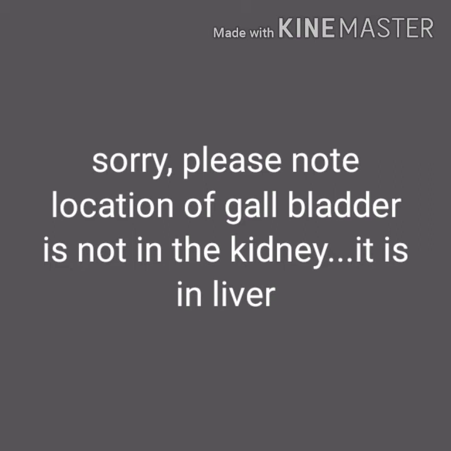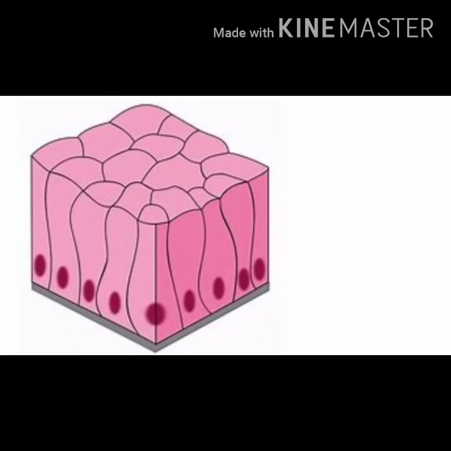The main function of this is secretion and absorption. And we can see mucus secreting cells in between the columnar epithelial cells. The function of mucus is usually lubrication. So mucus can lubricate the passage.